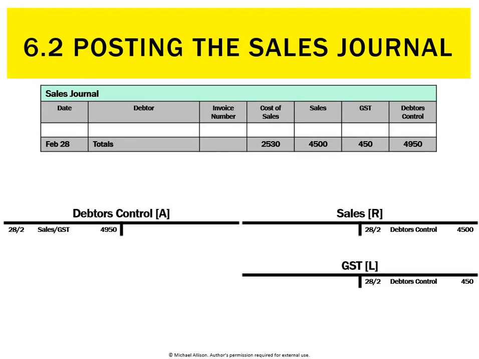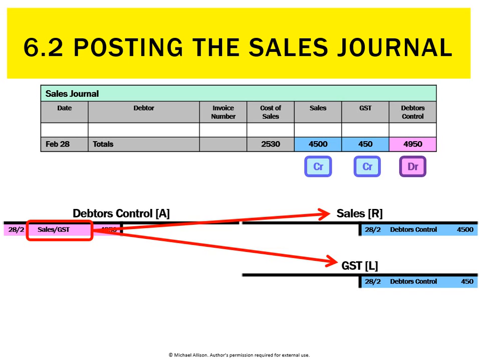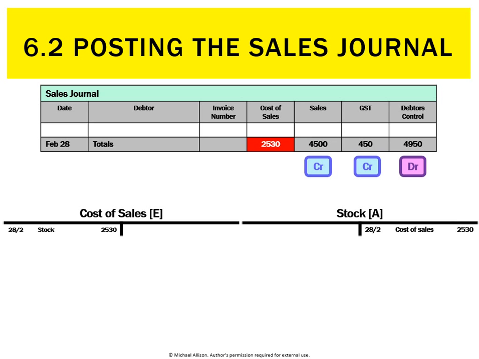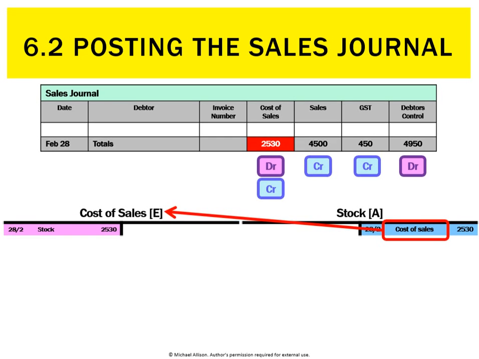Looking at it in summary, how the columns all match up, we have a giant debit to debtors control for 4950, and then that matches up with two credits, one in sales and one in GST. So looking at the referencing in debtors control, we'll have a double reference of sales / GST, and in sales and GST we'll just have a reference of debtors control. We'll speak about what control means and why we need to use that word in a second. We also have the cost of sales figure, so that was a debit to cost of sales and a credit to stock, and just a simple reference to each other.